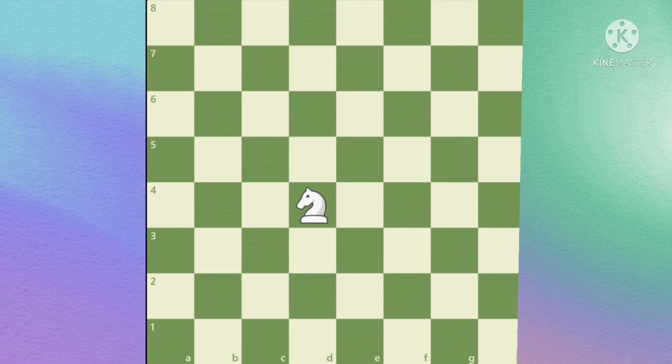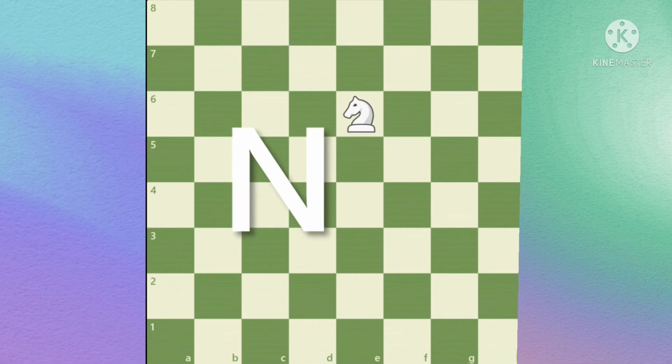The knight, however, is a little bit different. Since the capital K is already used for the king, we use a capital N for the knight. For example, N E6.